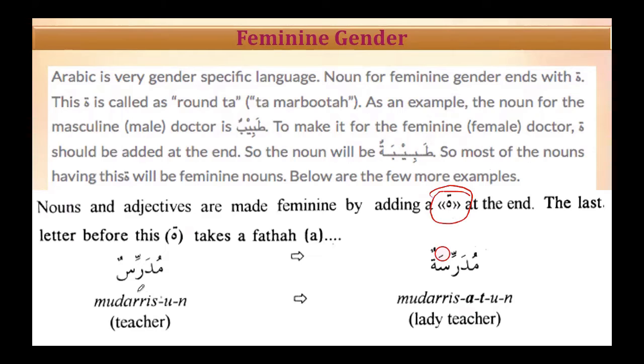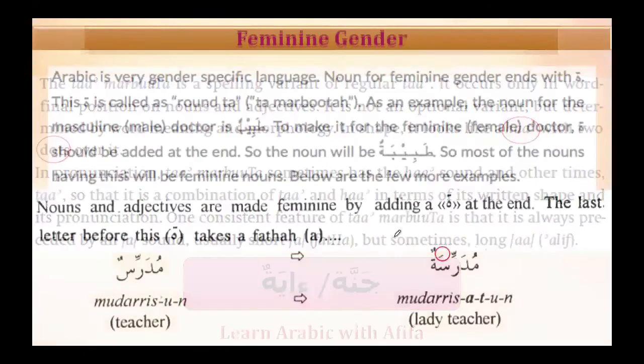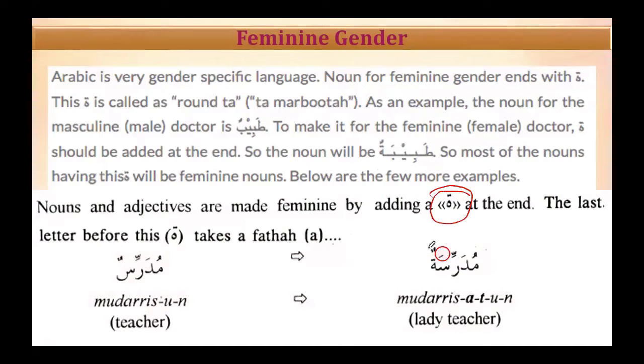So mudarrisun, this is a teacher, a masculine word, mudarrisun. So how do you make it feminine? Very easy. You just add the ta at the end. And we note that when you add this ta, there has to be a fatha before it. The last letter before the ta marbuta takes a fatha.